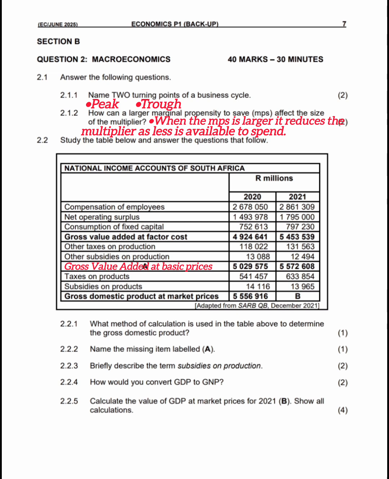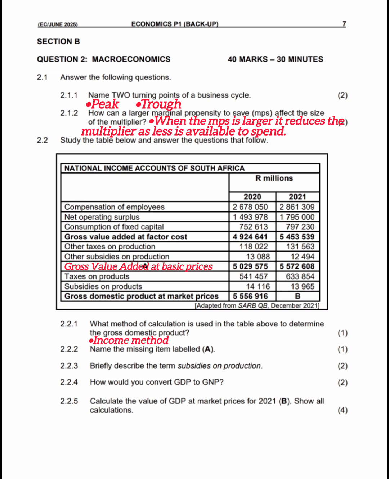2.2.1. What method of calculation is used in the table above to determine the gross domestic product? As I've said, the income method is used to determine the gross domestic product. So our answer is the income method. And then we have our 2.2.2. Name the missing item labeled A.